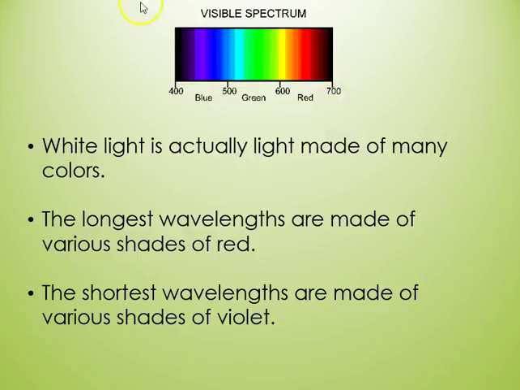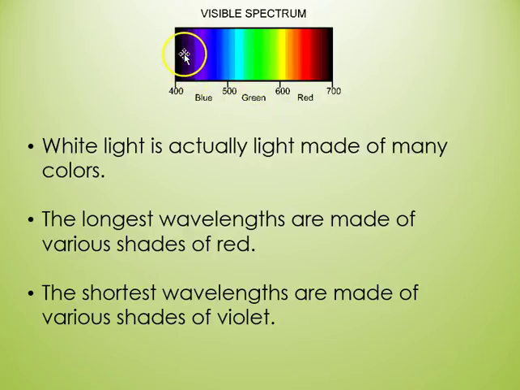The visible light spectrum is actually white light that's made of many colors. The longest wavelengths are made of various shades of red, so these are the longer wavelengths. The shortest wavelengths are made of various shades of violet. And in between them are orange, yellow, green, blue, and indigo.